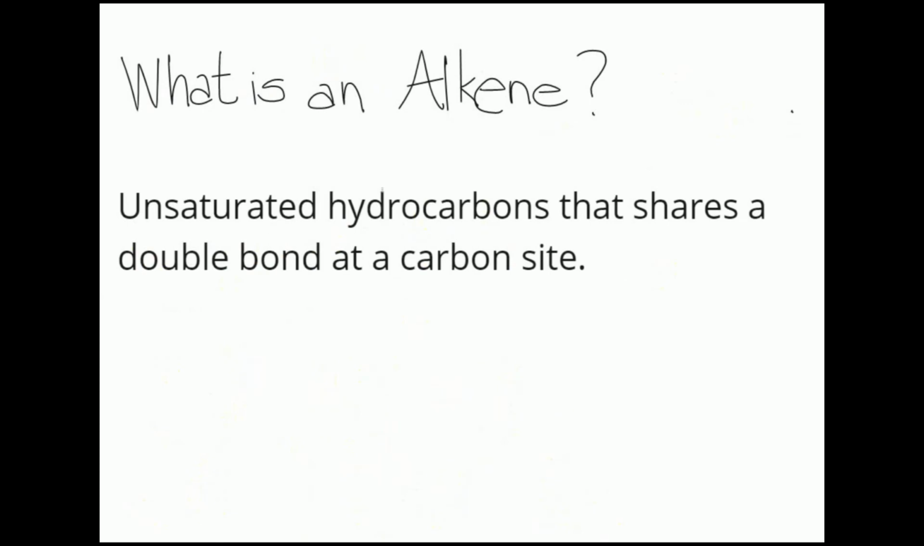Now moving on, let's talk about alkenes. So an alkene is an unsaturated hydrocarbon that shares a double bond at a carbon site. Put into simpler words, alkenes have double bonds between carbon atoms. And these double bonds are why they are considered unsaturated, unlike alkanes. So the stability of an alkene is relatively stable, but less stable than an alkane. Alright, and the general formula for an alkene is CnH2n, where again, n is always the number of carbon atoms.